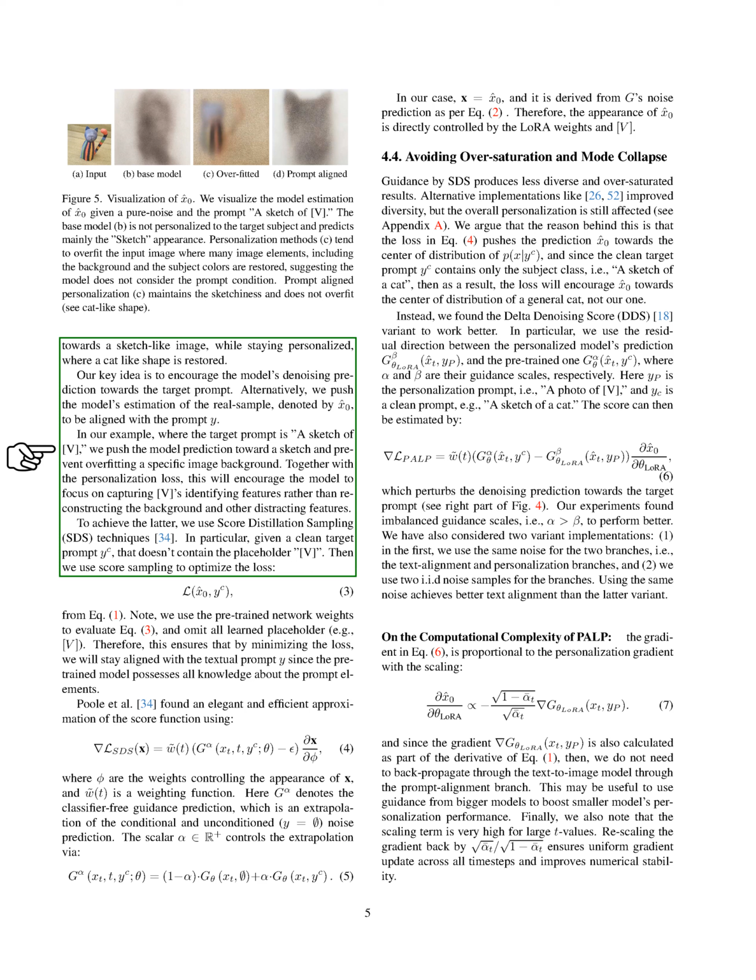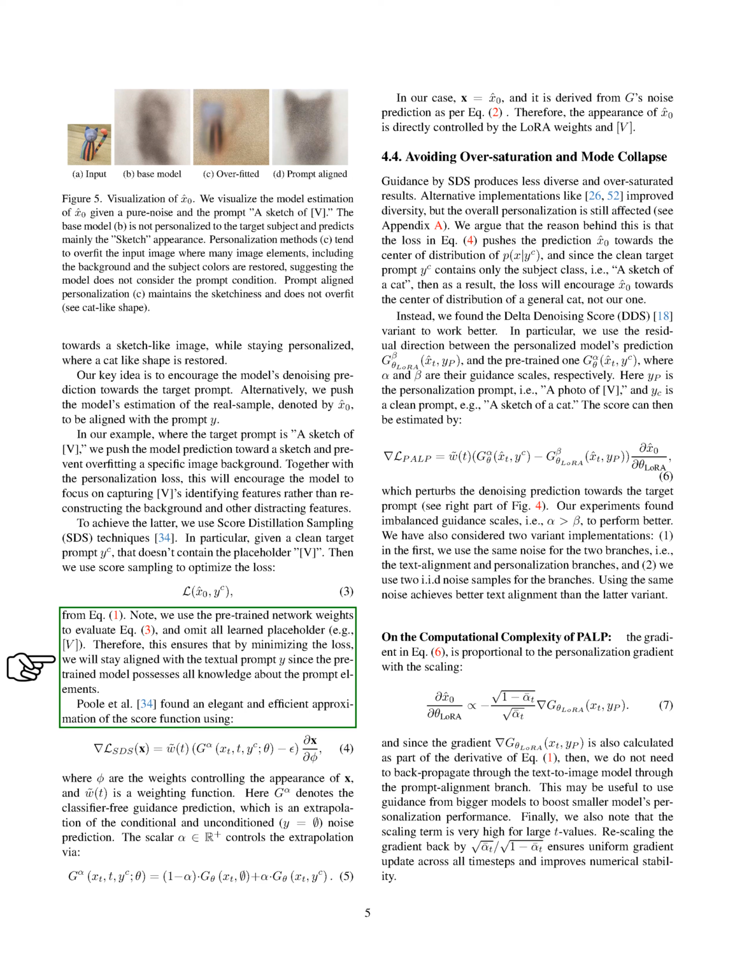To achieve this, we use score distillation sampling techniques. We optimize the loss between x0 hat and a clean target prompt that doesn't contain the placeholder, V. By minimizing the loss, we ensure that we stay aligned with the textual prompt, as the pre-trained model has all the knowledge about the prompt elements.